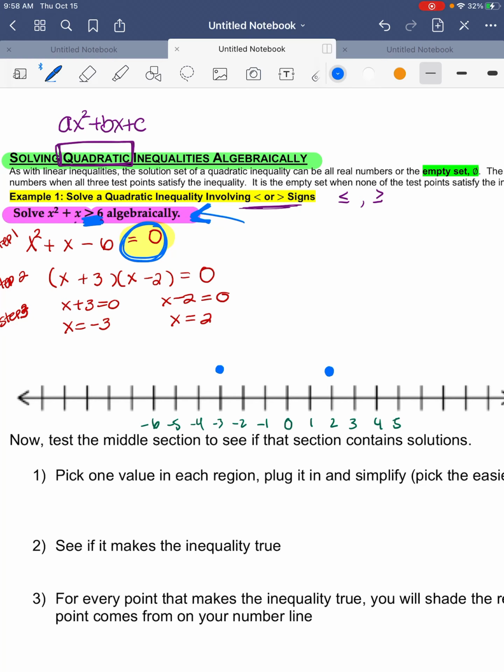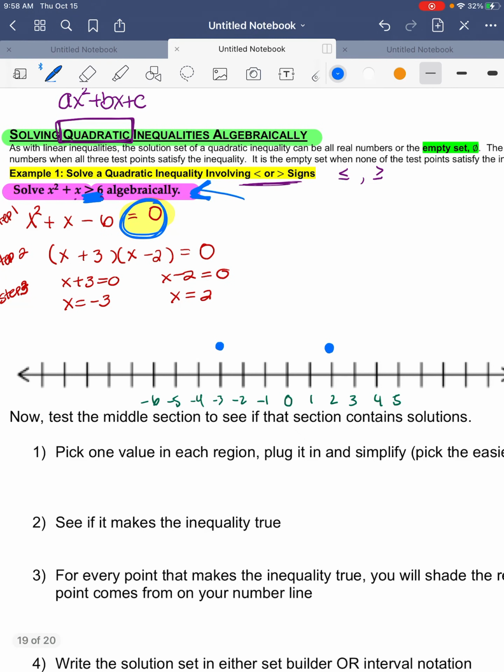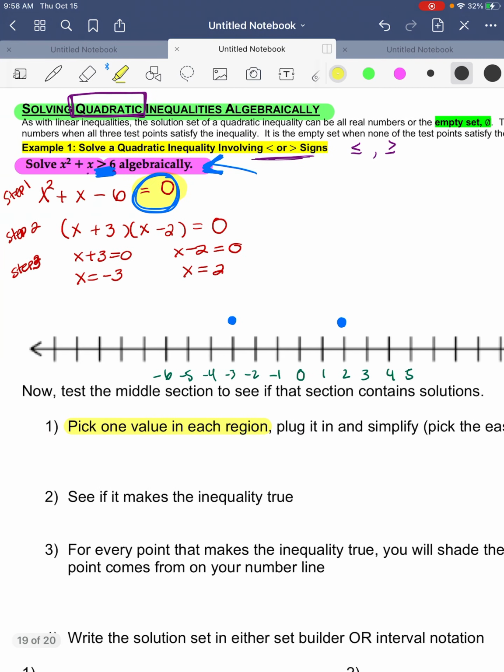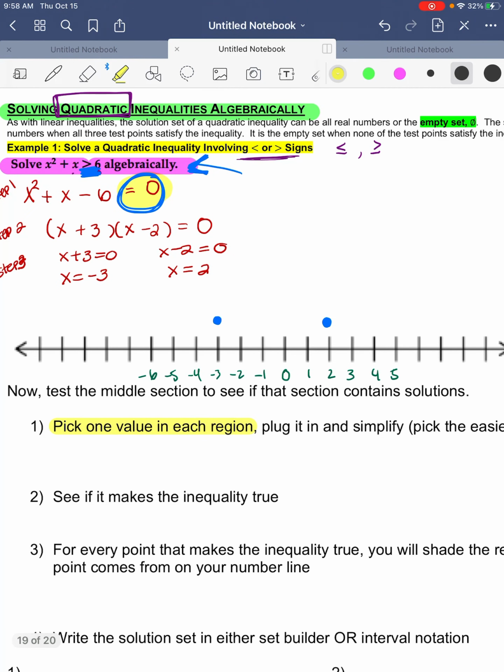Now that we have those numbers, and I just put closed dots on them, I'm going to read the steps. It says: test the middle sections to see if that section contains solutions. Number 1, pick one value in each region. Plug it in and simplify. Pick the easiest number. So in each region, I'm going to choose a number, plug it in, and simplify. I am going to choose one number in each region.